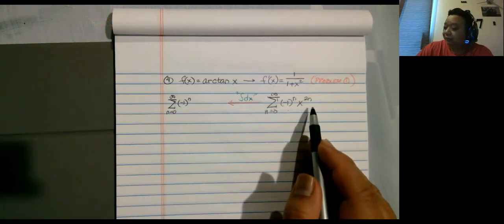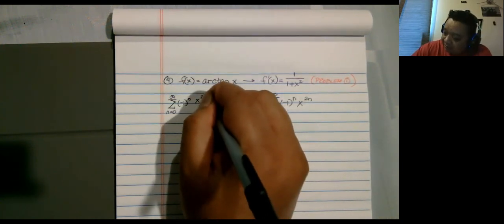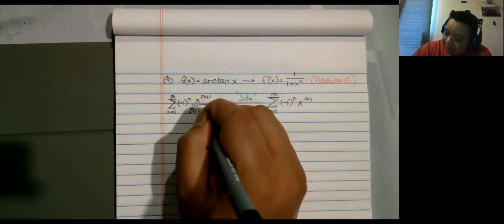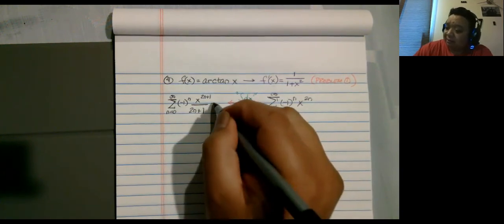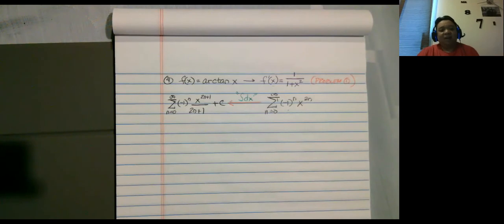And so add 1 to the power. So it would be x to the 2n plus 1 all divided by the new power, which is 2n plus 1. Okay. And then, right, a plus c. It's always a plus c on there. But then you have to evaluate, right? So again, the easiest way to do this is to plug in 0.